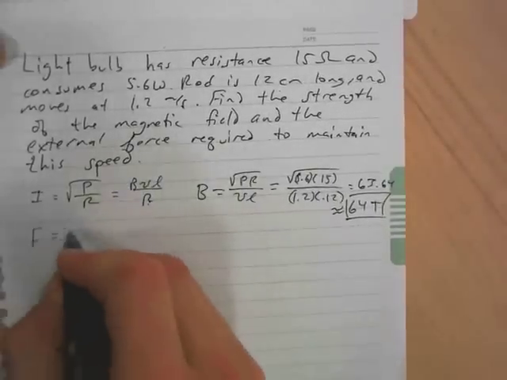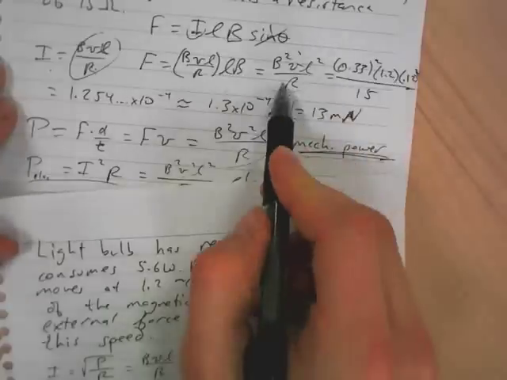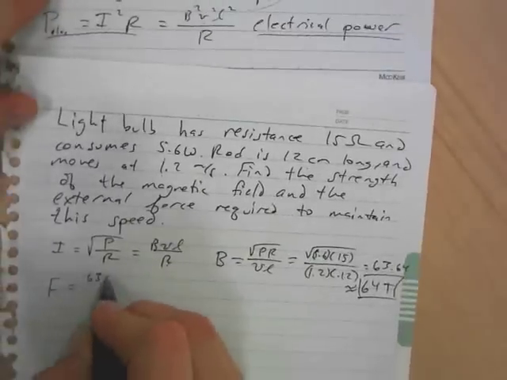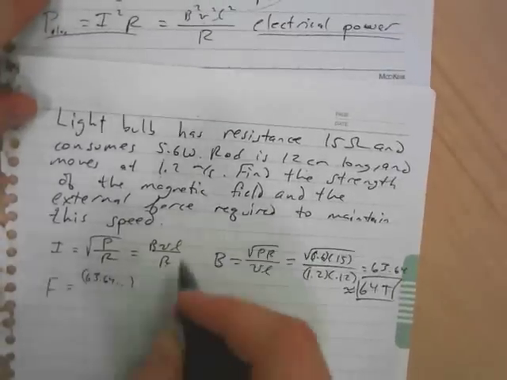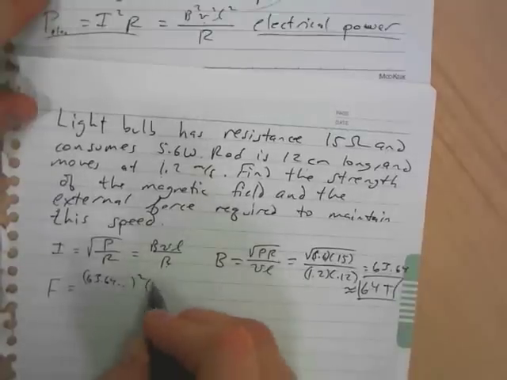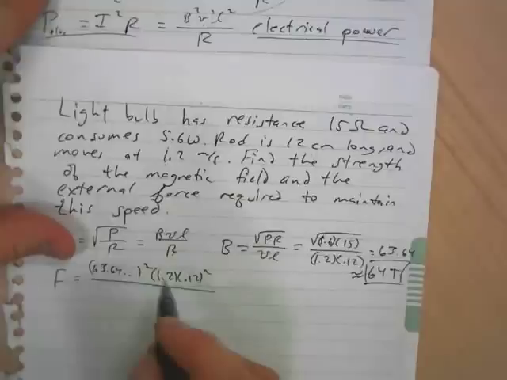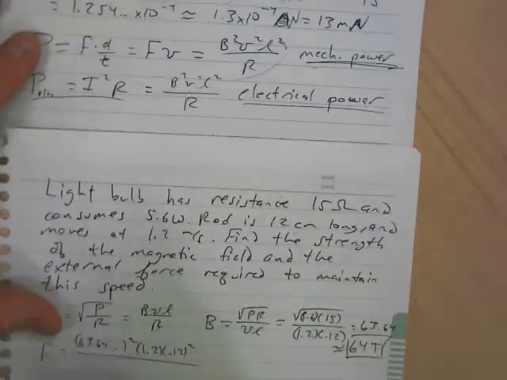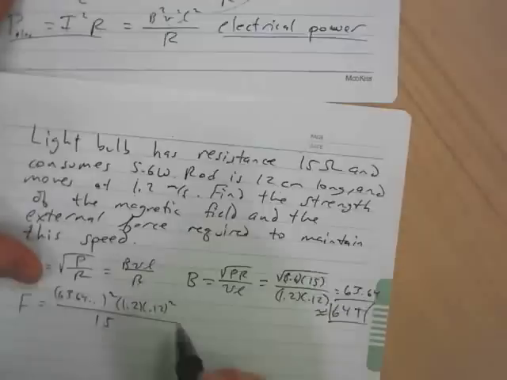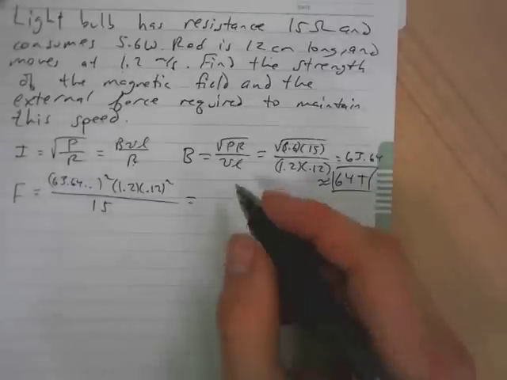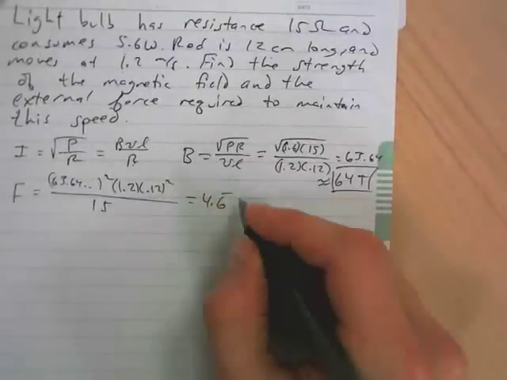The force, B squared V L squared over R, so we've got that 63.64 squared times our velocity, 1.2, times our length, 0.12 squared, over the resistance, which is 15 ohms. And I punch that into my calculator, and I get a force of 4.6 repeating, or about 4.7 newtons.